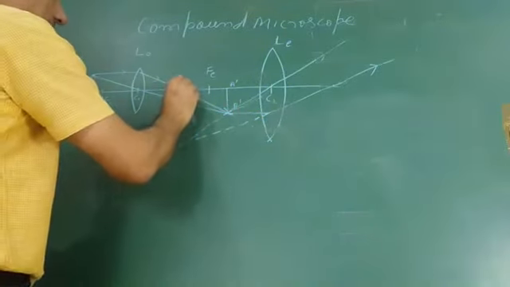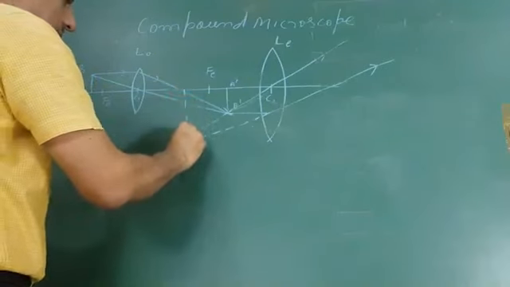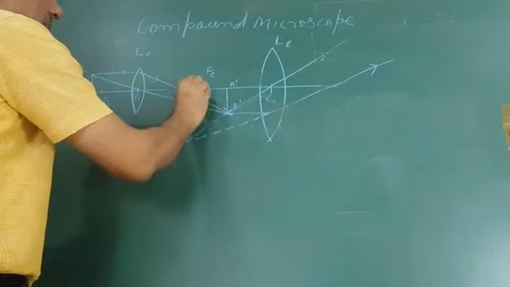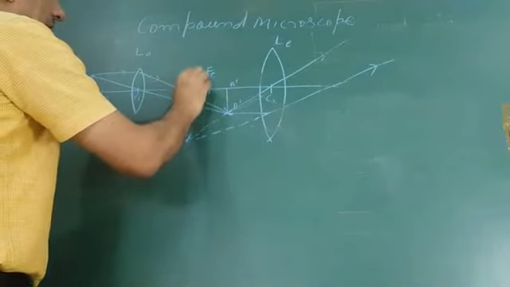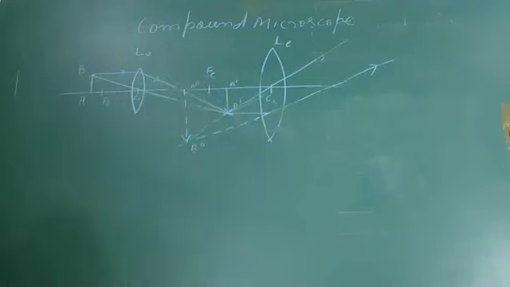So the image will be formed at this point. It is the final image. Suppose this point is A double prime and this is B double prime. AB was the object. A prime B prime is the image due to the objective lens, and A double prime B double prime is the virtual image due to the eyepiece.